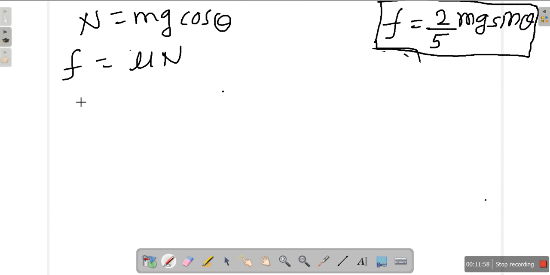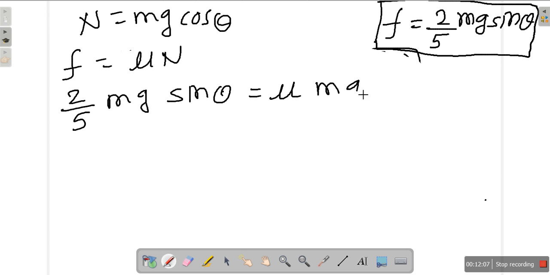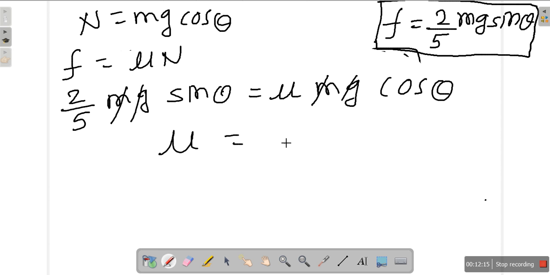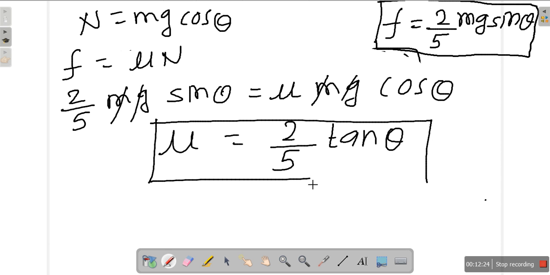And therefore what we have is 2 by 5 into mg sin theta is mu, and what is N? N is mg cos theta. mg will cancel, sin over cos will become tan, and you get the value of coefficient of friction as 2 by 5 into tan theta. So this is the value of coefficient of friction which is required so that the sphere can roll immediately without slipping, that is, it will have a purely rolling motion. The answer is 2 by 5 tan theta.